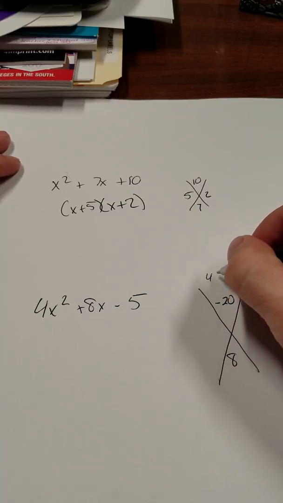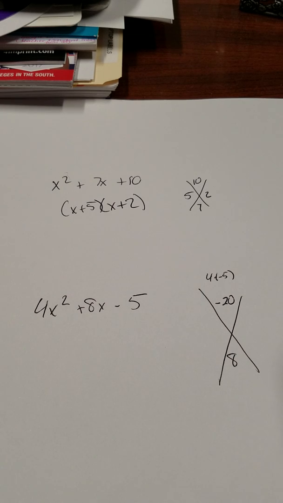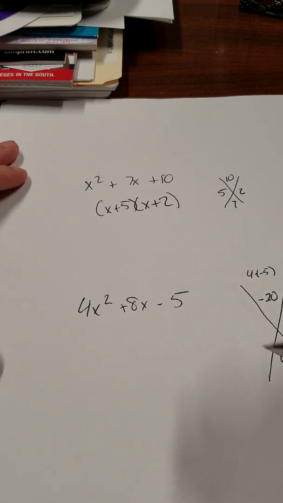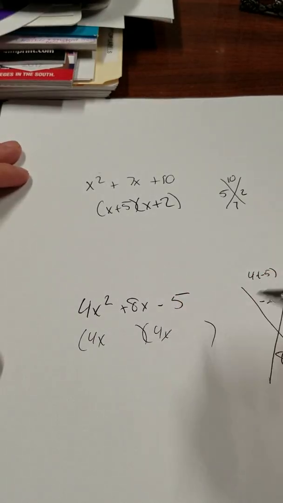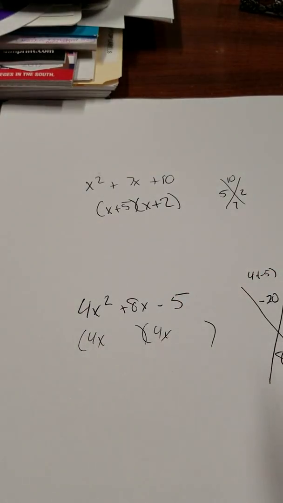So how did we get that? We took the leading coefficient, multiplied it by the constant term. That's what you have to do every time. Then I want you to give yourself a cheat sheet here. We're going to put 4x inside the parentheses just to remind ourselves, hey, I have a leading coefficient. I cannot forget about it.